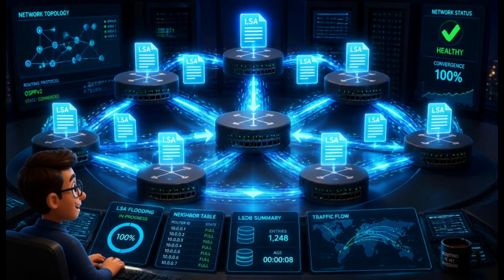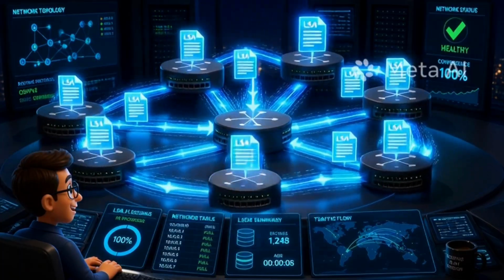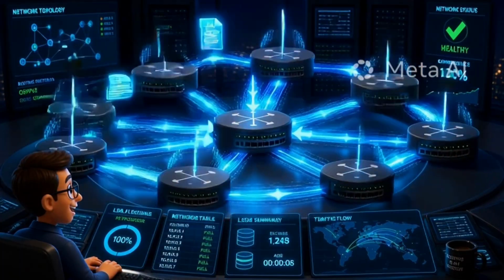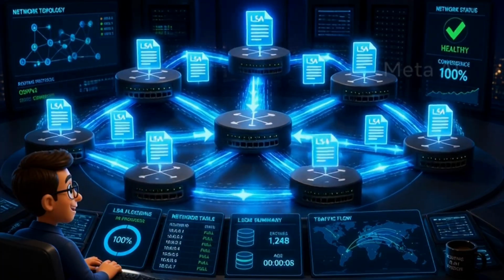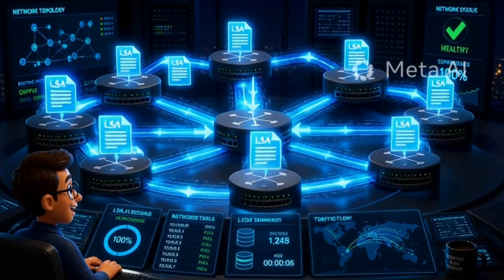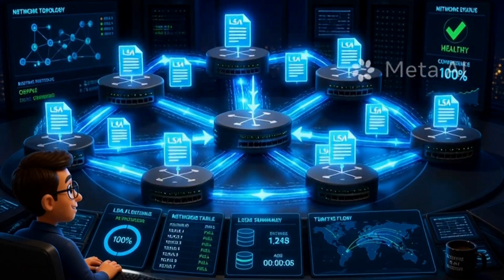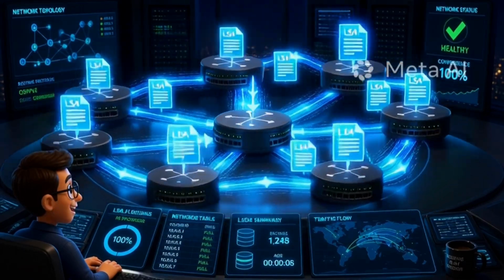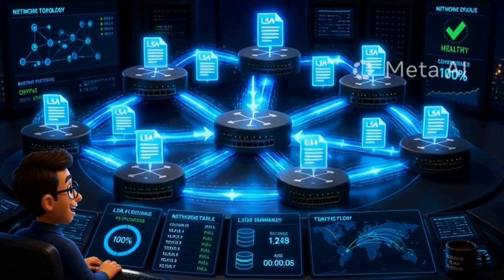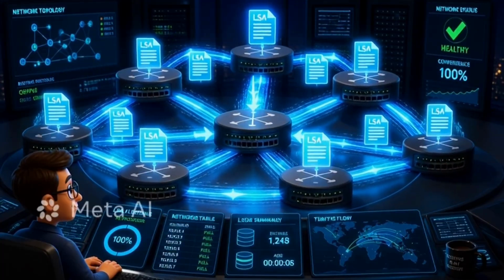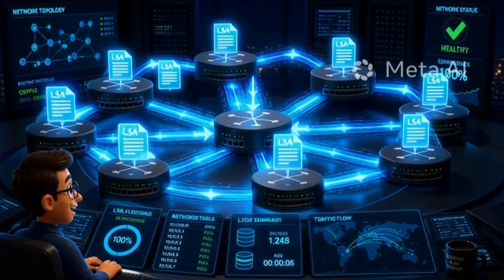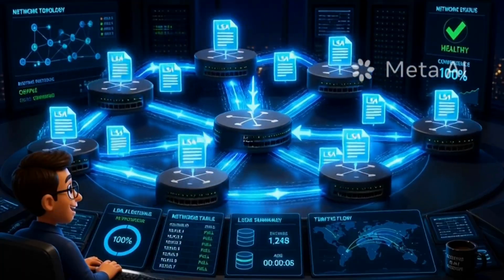OSPF shares the information using the link state advertisement, or we can say LSA. Each router says, these are the networks I know and this is the cost to reach them. That information is flooded throughout the area. Soon, every router has the same network map. This database is called the link state database.